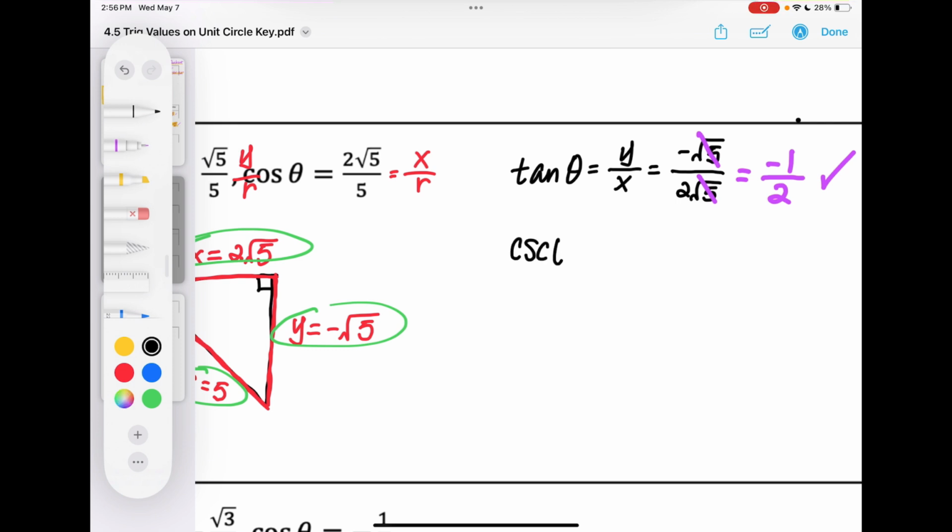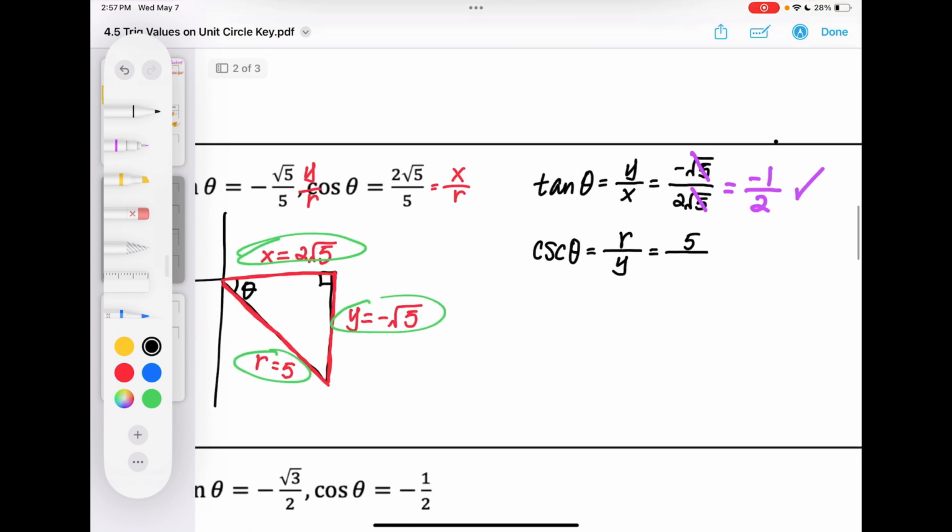Moving on, what do I know about my cosecant? Now remember the formula. Cosecant is equal to, flip that sine, so that will be r over y. What you see is what you got. My r, as you can see, is 5, and my y value, now believe in yourself, what you see is what you got, is negative square root 5.